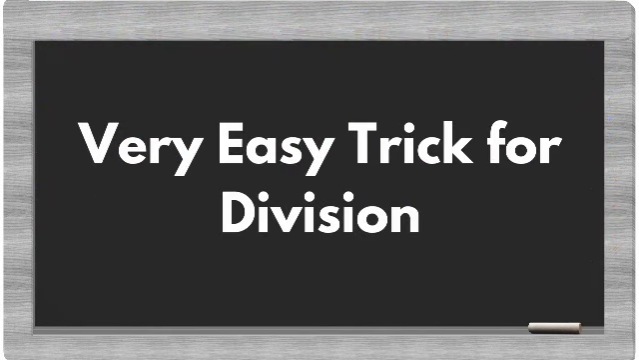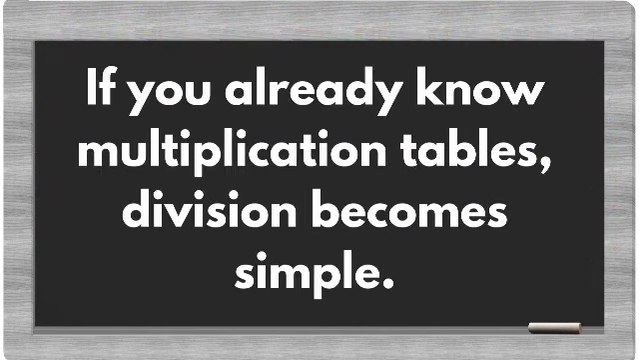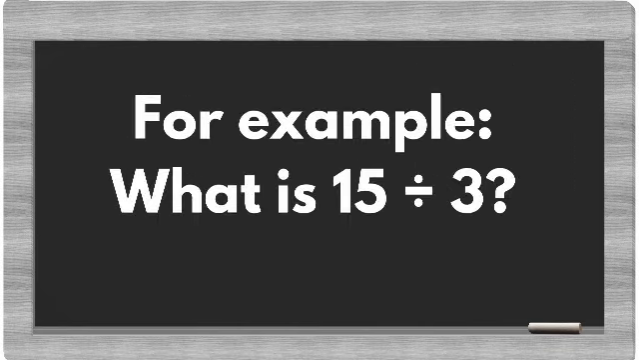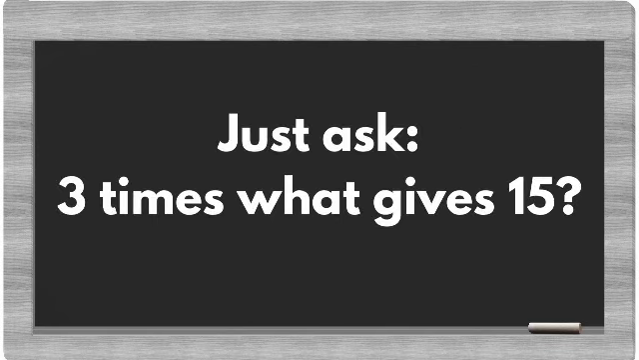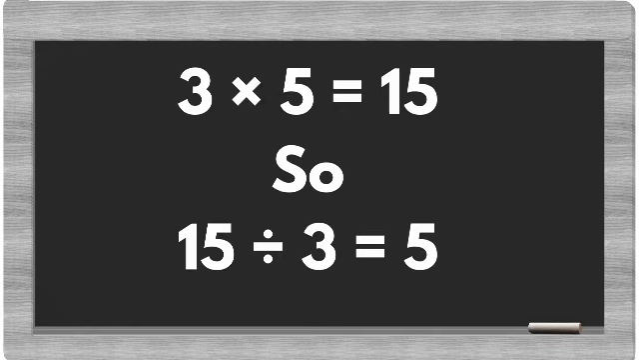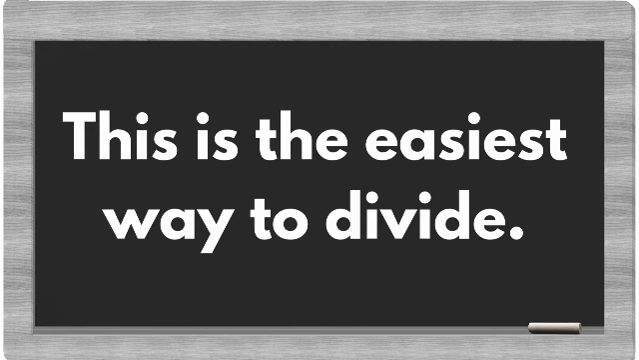Very easy trick for division. If you already know multiplication tables, division becomes simple. For example, what is 15 divided by 3? Just ask, 3 times what gives 15? 3 times 5 equals 15. So, 15 divided by 3 equals 5. This is the easiest way to divide.